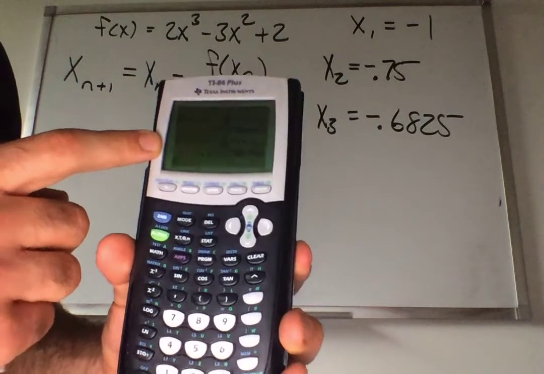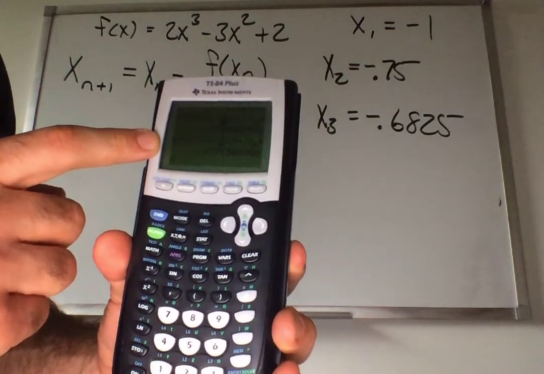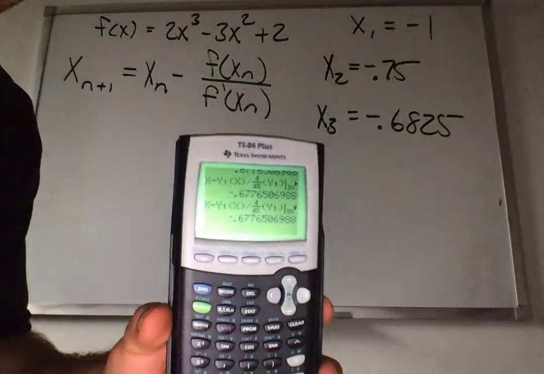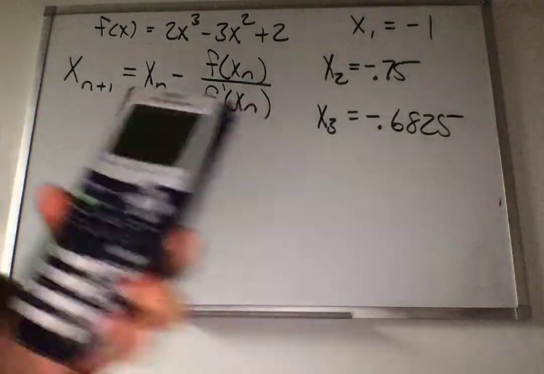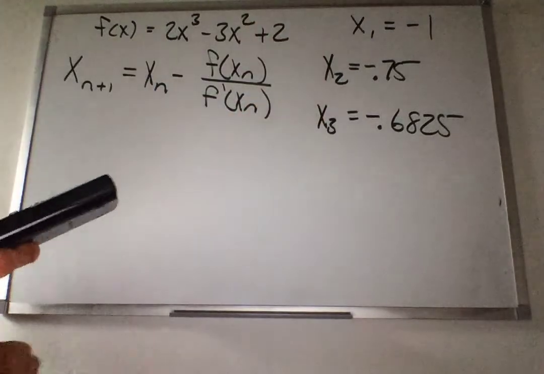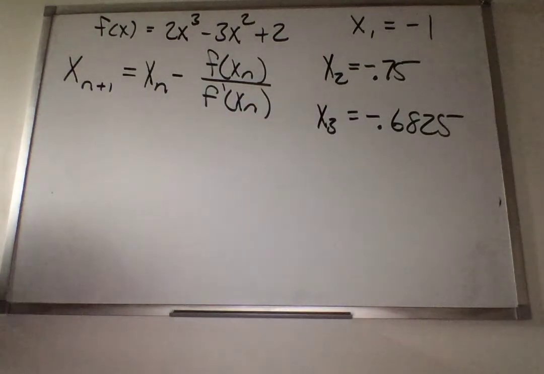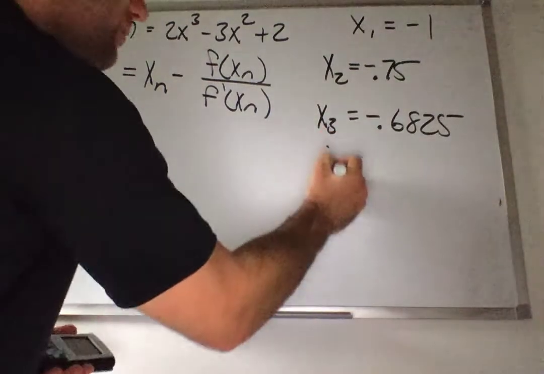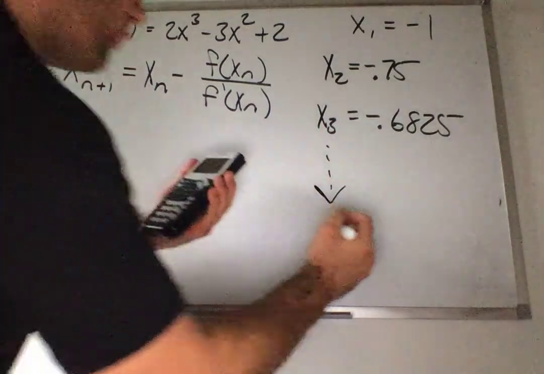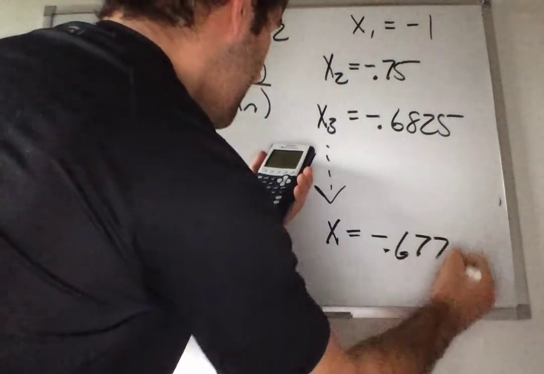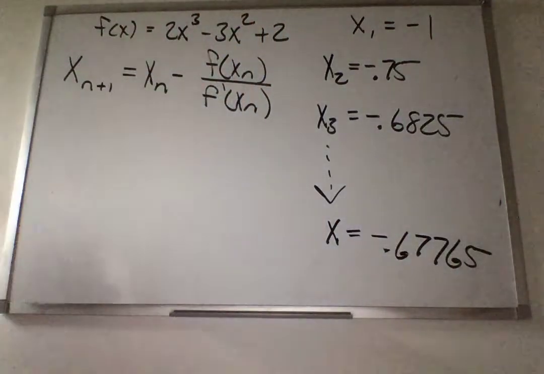-0.67765, or hold on, 6506988, and the next one it says the same exact thing. So that means this iterative method converged onto a root. If we keep going, we get our root: x is equal to -0.67765. Okay?